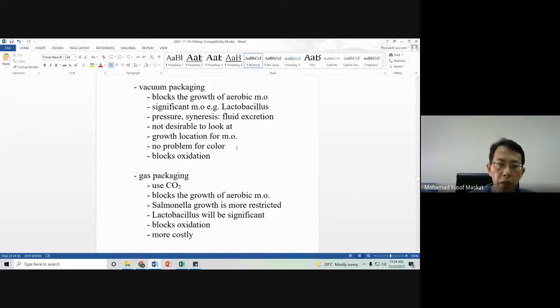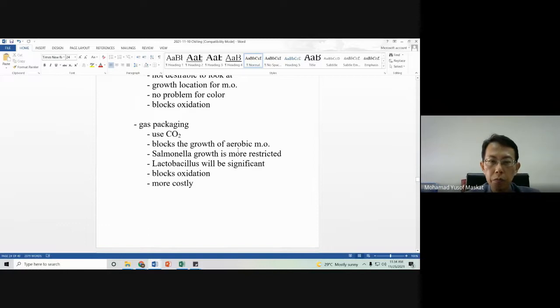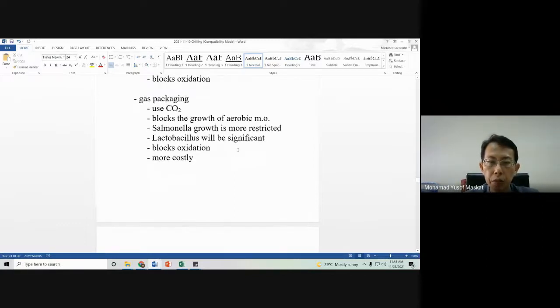And then gas packaging. Gas packaging uses CO2, which blocks the growth of aerobic microorganisms. Salmonella also is restricted. Lactobacillus, because it is a facultative anaerobe, will be significant. It blocks oxidation, but as we have discussed, it is more costly.